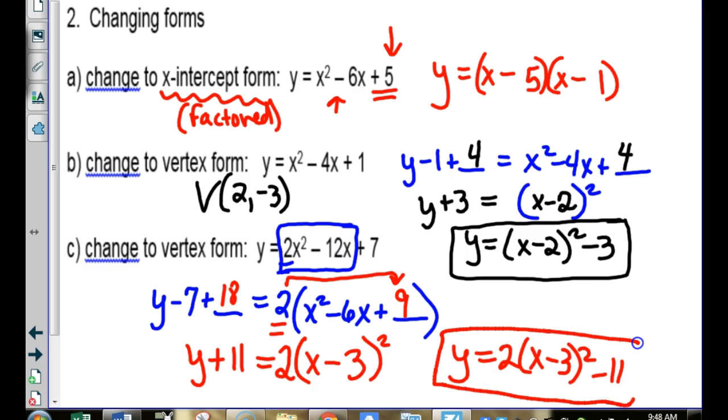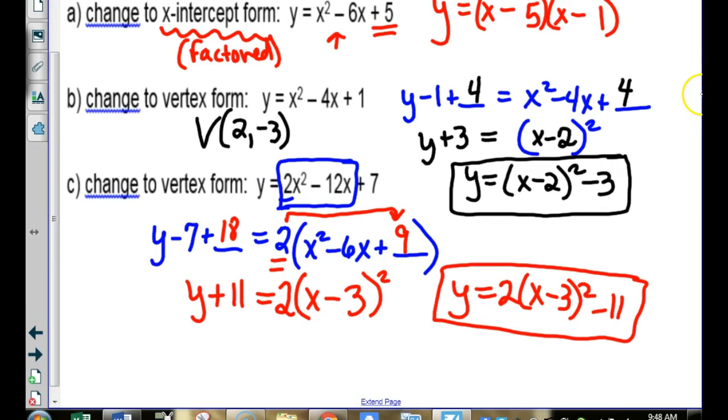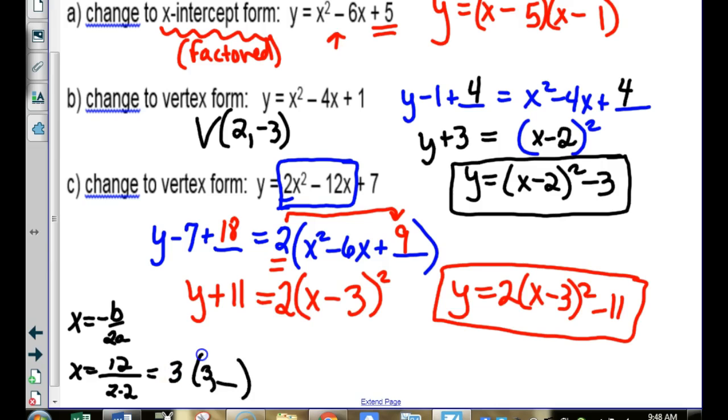Okay, can I show you my other method? Okay. Everybody ready? The other method is to use the vertex finder method, negative b over 2a. Can you go back to this equation right here and tell me what is the opposite of b? 12. And a is 2. So we'd have 2 times 2, or 4, in the denominator, and 12 divided by 4 would be 3. That means the vertex is 3 something.